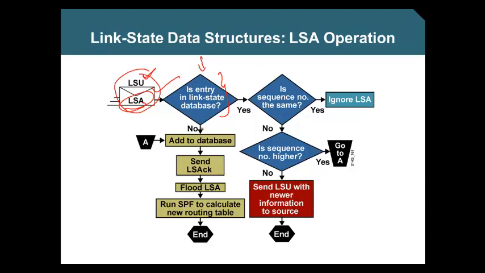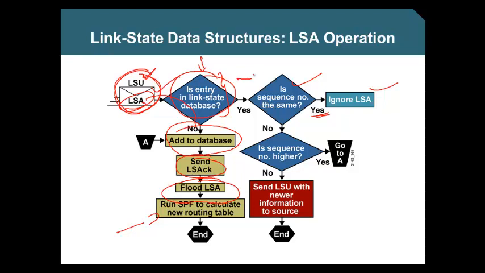If I have some information, when the update is sent, it is sent with a sequence number. Is the sequence number the same as what I have or different? If it is the same, I'll just ignore the update because I am already updated. In case my database is empty, I'll just update whatever I receive, send an acknowledgement, and flood the information that I learned to the other routers downstream. And then I run SPF and find the best path for myself.